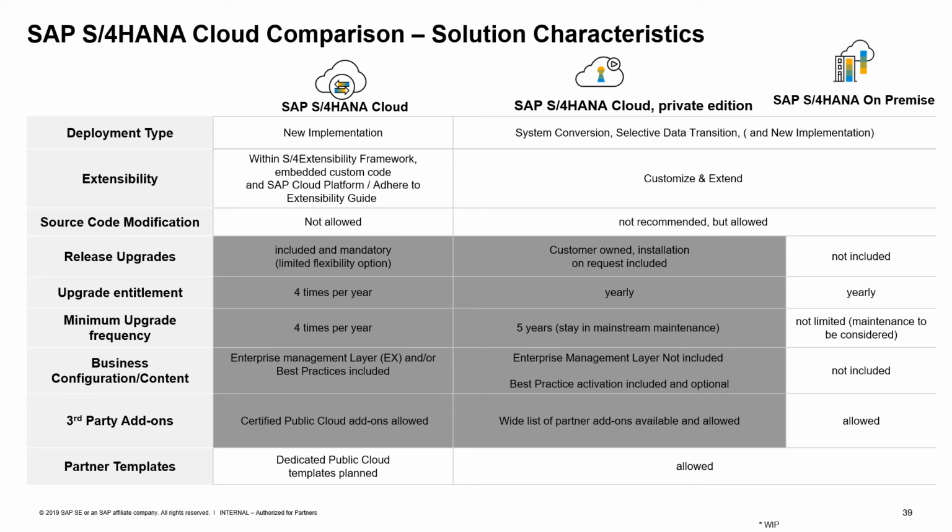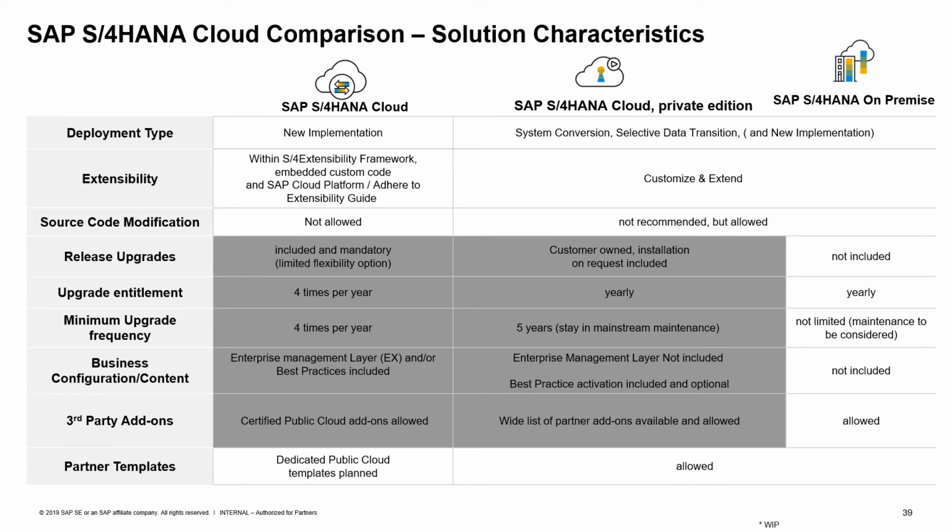Then we look at the extensibility. So for public cloud within the S4HANA extensibility framework, embedded custom code and SAP Cloud Platform, we ask you to adhere to the extensibility guide. And for private edition and on-prem, you can customize and extend as you wish, given the guidelines that I just spoke of earlier. In terms of source code modification, definitely not allowed in public cloud. It's not recommended, but allowed in both private edition and on-prem.